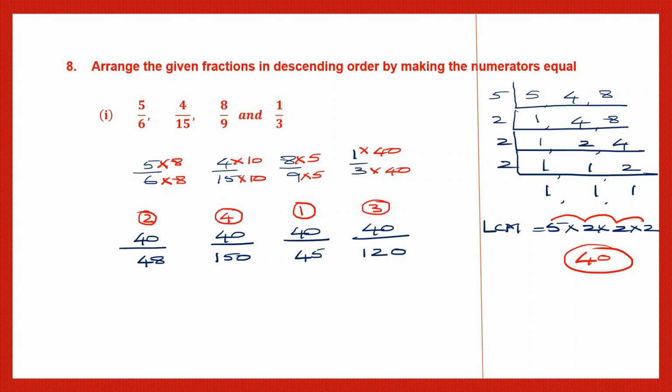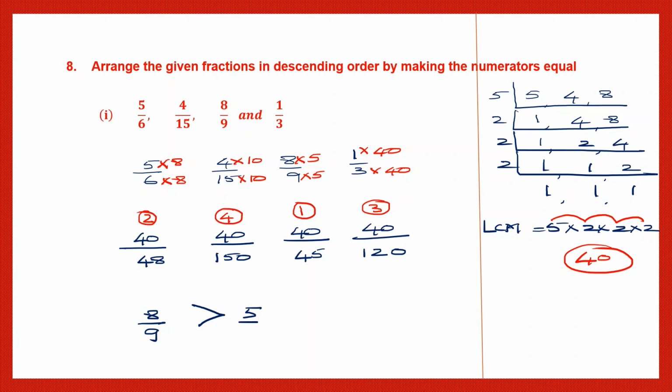So whenever you have numerators being the same, be careful. The smallest denominator will make this fraction the greatest fraction. Now let's see. 40 by 45 is the third one: 1, 2, 3, third fraction. So go back to the question and look for the third one. 1, 2, 3. 8 by 9. So 8 by 9 is the greatest among all these fractions. Then the second one is 40 by 48, which is the first one, and the first one is 5 by 6.